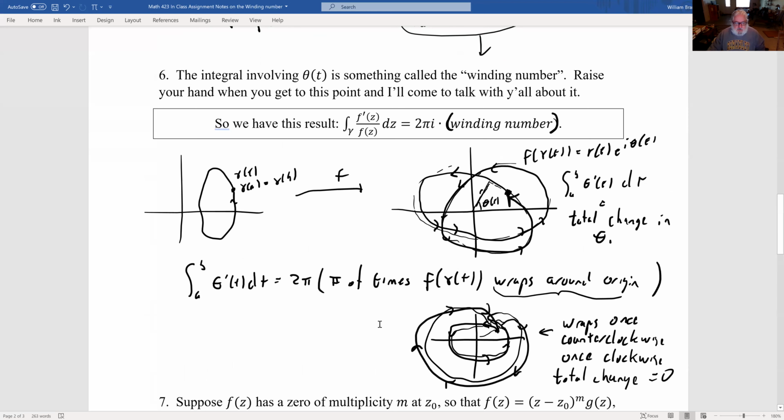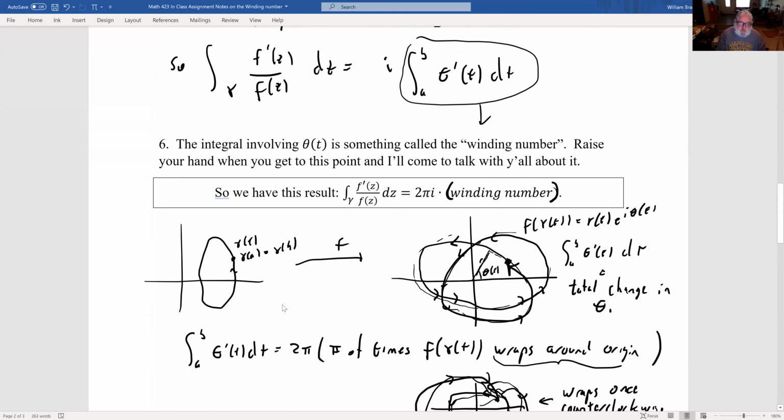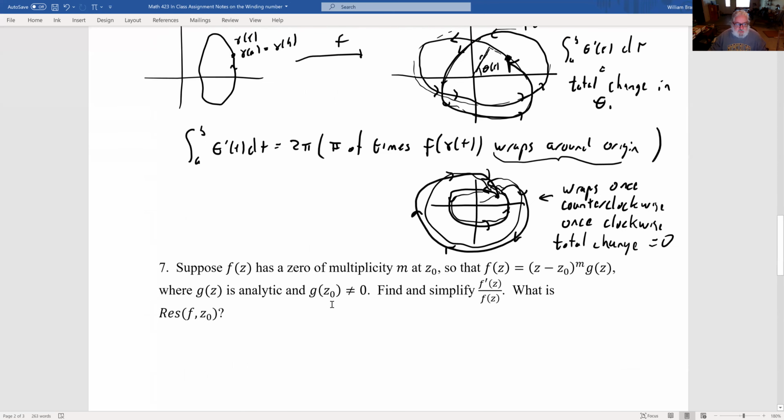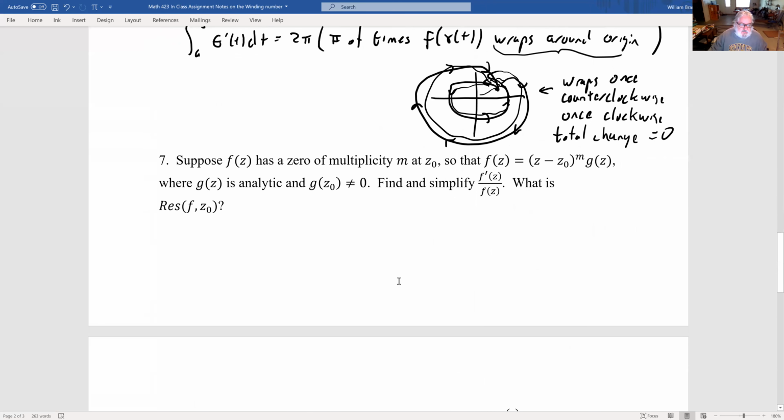So 2 pi times the winding number is the integral of theta prime dt, and keep in mind there's an i floating around here, so it's 2 pi i times the winding number. That's a calculation for this integral, connecting it to the winding number of the image of the path. So can we calculate this integral in a different way? Well, yes, we have residues now. Suppose f of z has a zero of multiplicity m at z0, so f of z is z minus z0 to the m times g of z, where g of z is analytic and g of z0 is not equal to 0.